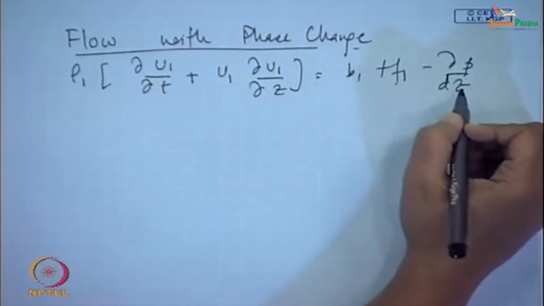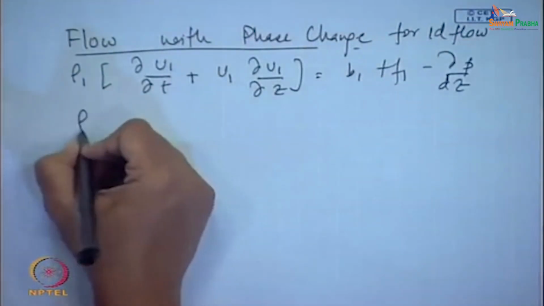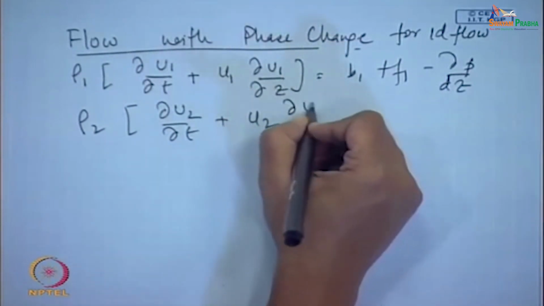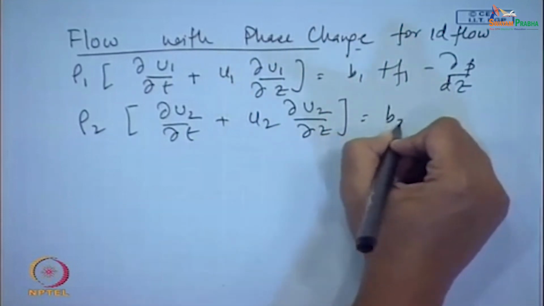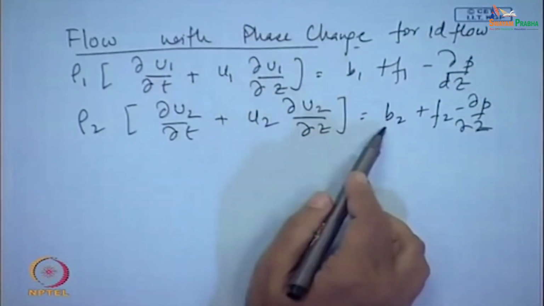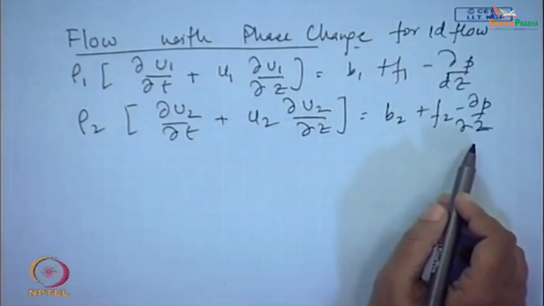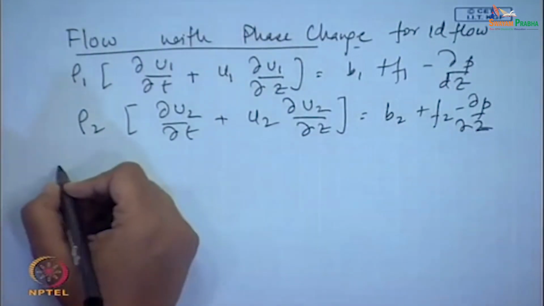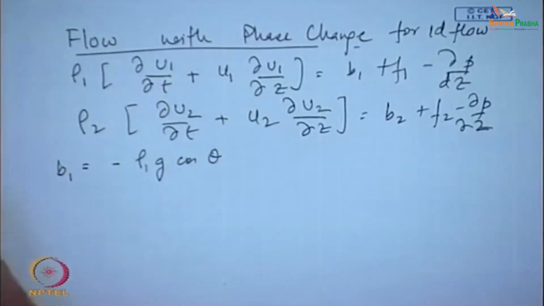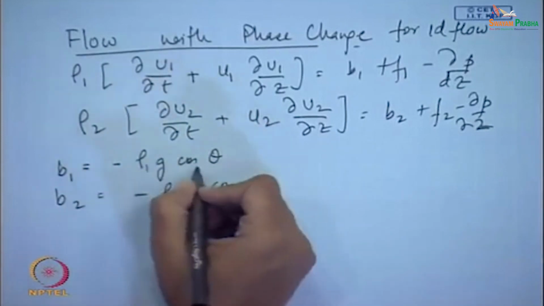So, this was the basic equation that we had written down for flow with phase change for one dimensional flows. And similarly, we had rho 2 del u 2 del t plus u 2, this was equal to B 2 plus F 2 minus del p del z. At that time, if you remember, B 1, B 2 are the body forces. This was written per unit volume of phase 1, this was written per unit volume of phase 2, is not it? And from there, what do we get? B 1, I had told you, was minus rho 1 g cos theta, assuming the upper direction to be positive, and then we had B 2, minus rho 2 g cos theta, cos or sin, I think I had put up sin.